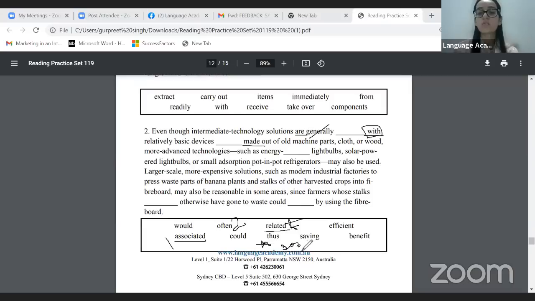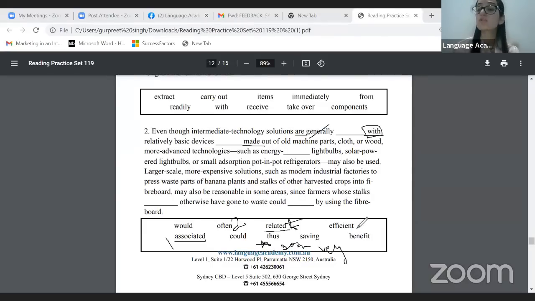S-O-O-N, "soon", is also an adverb. V-E-R-Y, "very", is also one, and so are "almost" and "at least". This is a list of adverbs that you should keep with yourself. So, often made out of these things, such as energy-efficient bulbs, solar powered light bulbs, or small adsorption pot-in-pot refrigerators. Energy efficient bulbs is a very common thing.